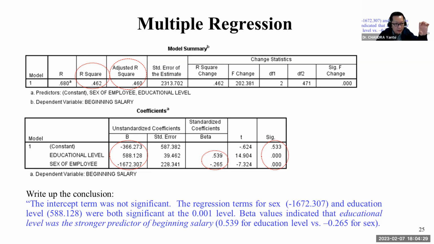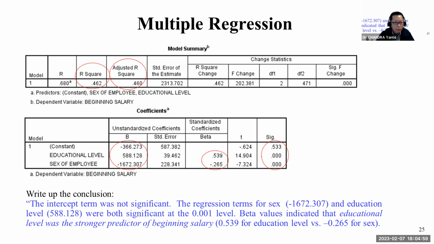But if you want to look at unstandardized, like how much is the impact of education level in terms of dollars, it is $588 positive influence on the beginning salary, while for gender it is negative. I think this means that females will have some penalty in terms of their salary. So being female, they're going to have a lower salary. So this one, negative 1672.